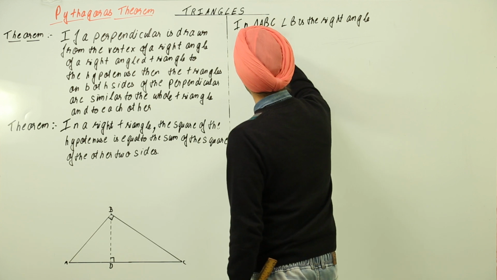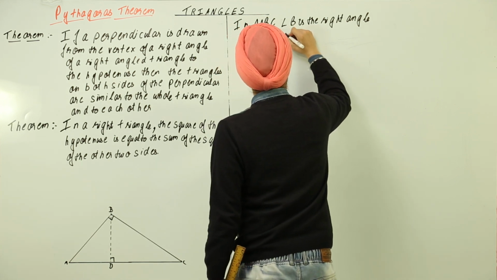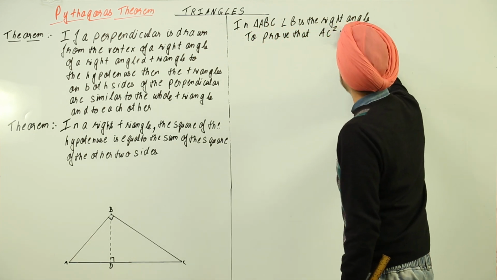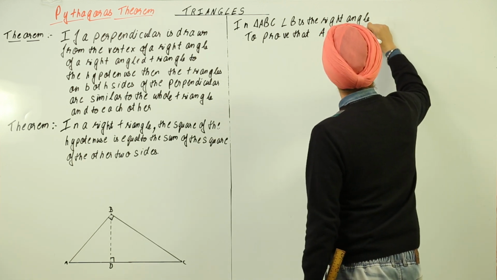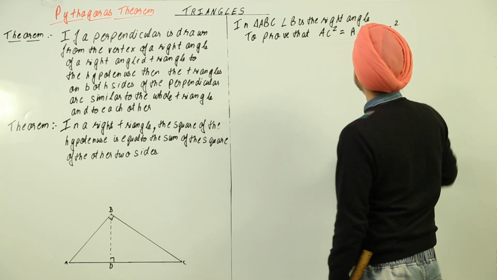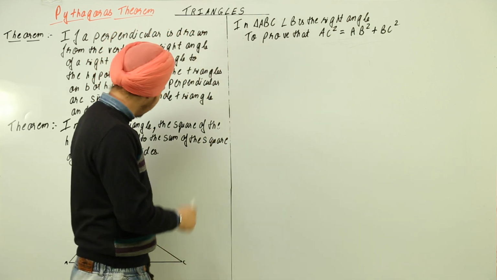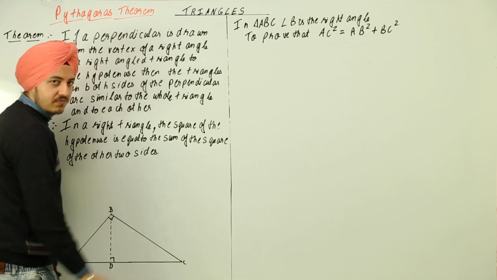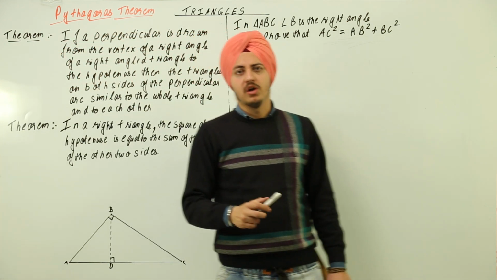Now the square of the hypotenuse is equal to the sum of the squares of the other two sides. Now what do we need to prove? To prove that AC square, that is the square of the hypotenuse, is equal to the sum of the squares of the other two sides, so the sum of the squares of AB and BC. So AC square is equal to AB square plus BC square. This is what we need to prove. Okay.